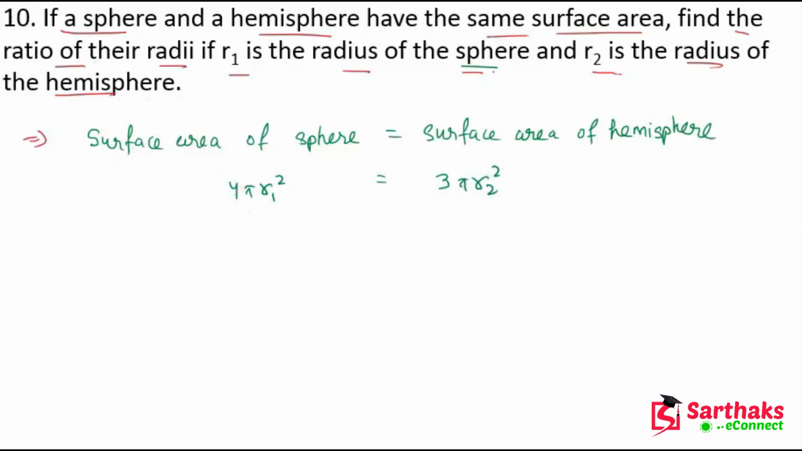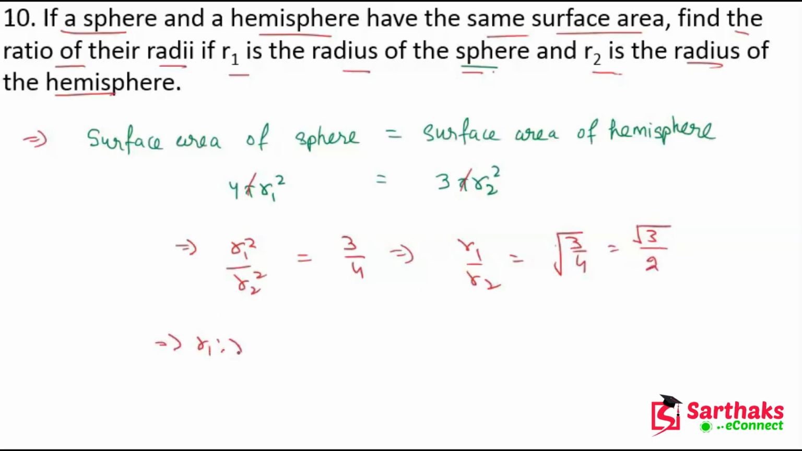Now this pi and this pi will be cancelled. We have to find the ratio of r1 and r2. So this becomes r1 square upon r2 square is equal to 3 upon 4. So r1 upon r2 is equal to under root 3 upon 4, which becomes root 3 upon under root of 4, which is 2. So r1 ratio r2 is equal to root 3 ratio 2. I hope my dear friends understand these things. So this is the answer of this question.